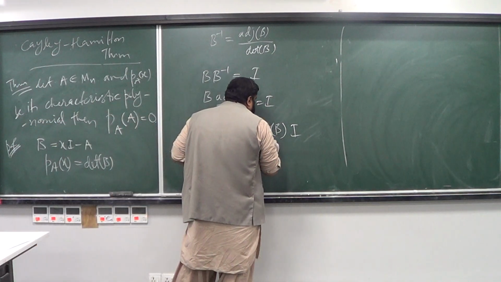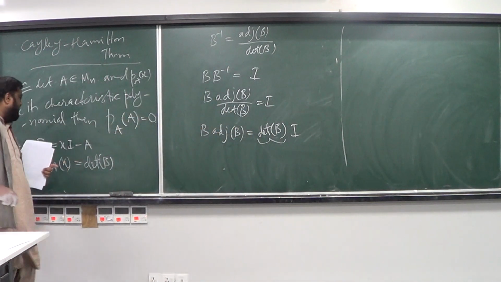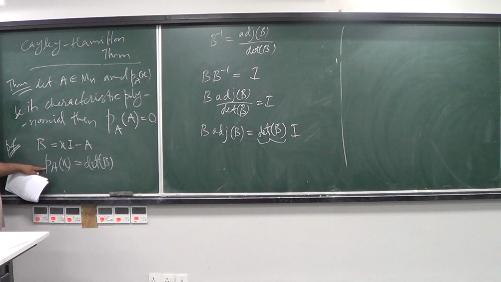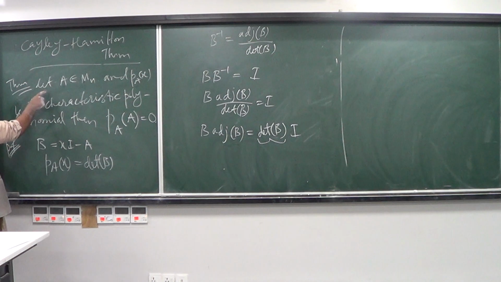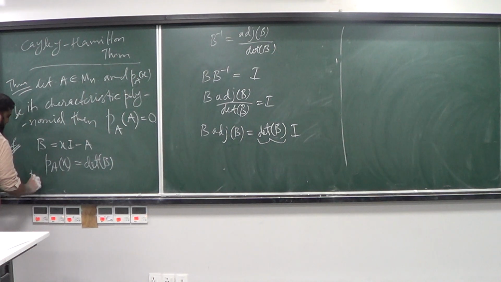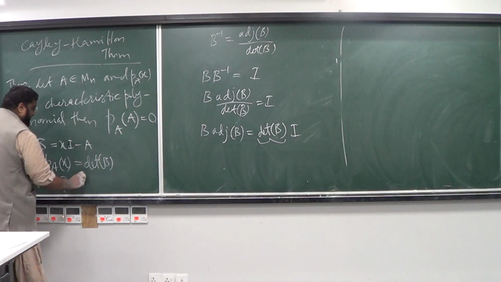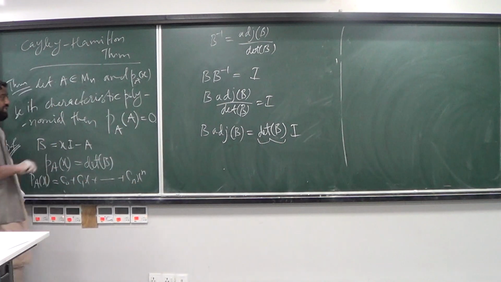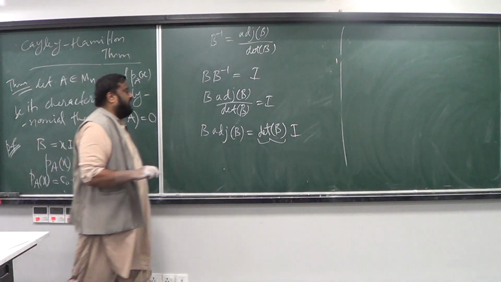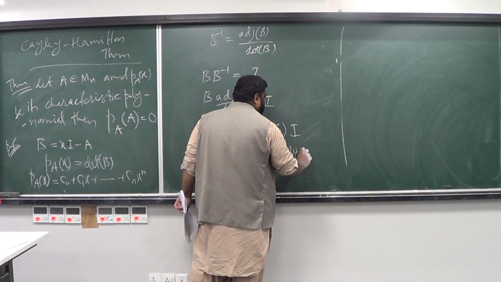What is the degree of this polynomial? This polynomial is the characteristic polynomial. And the characteristic polynomial is an nth degree polynomial because A is an n by n matrix. So it's going to be a polynomial of this form, C0 plus C1 x and so on and so forth, up to Cn x to the power n. Okay, so this means that the determinant of B is an nth degree polynomial.